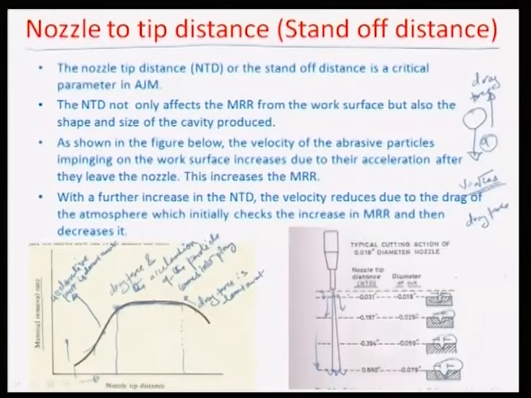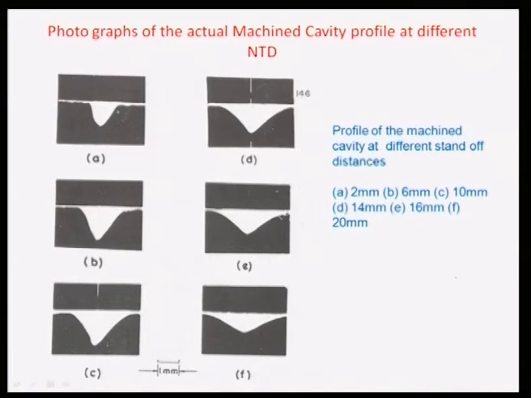We would just like to illustrate some more examples. Here, for example, you can see photographs of an actual machined cavity for different nozzle tip distances. The distances shown are 2 millimeters for figure A, 6 millimeters for figure B, and so on and so forth, and 20 millimeters for figure F. So you can see that the spread of the cut profile happens because of a higher nozzle tip distance. These are real experimental results, where this 1 mm shows the scale at which these photographs have been taken.